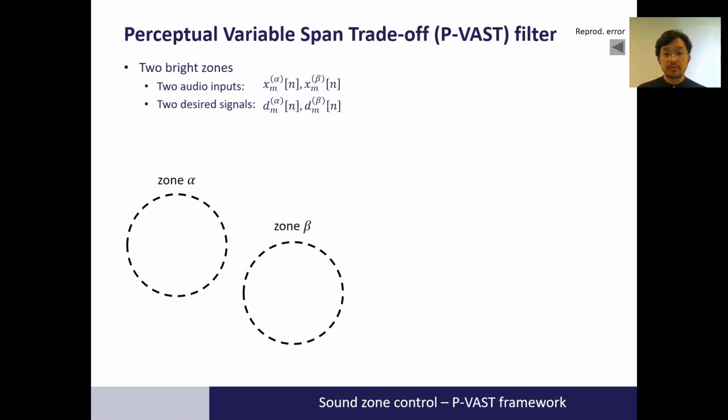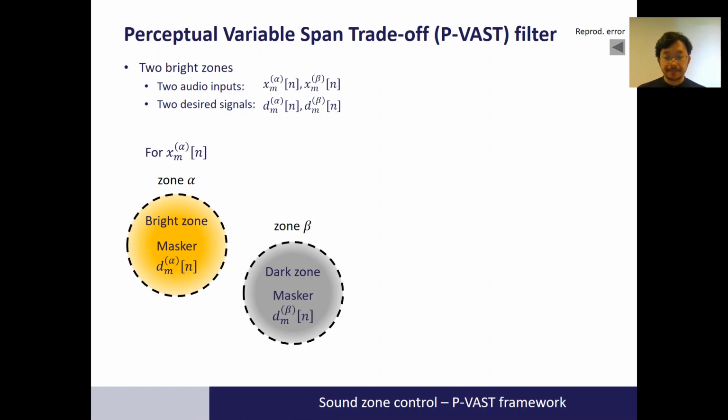In this work, we have two zones. We label them zone alpha and zone beta. We're going to generate two bright zones. That means we have two audio inputs, XM alpha and XM beta, and zone alpha and zone beta are going to be the bright zones for XM alpha and XM beta respectively. For XM alpha, because zone alpha is going to be the bright zone, the masker is going to be DM alpha. Zone beta is the dark zone for XM alpha, but eventually this is the bright zone for XM beta. That means the masker is going to be DM beta.